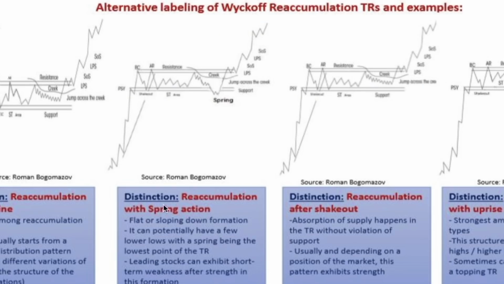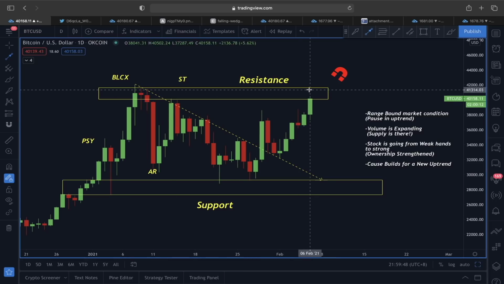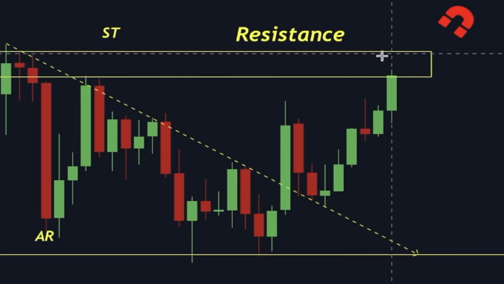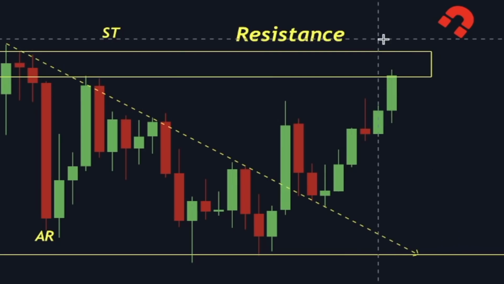And I said to you, if this is going to be a spring action or if this is going to be a shakeout action, doesn't matter. The price here had a probability to get gravitated towards this resistance line. And if we look at this price movement right now, you can see we came exactly to this resistance line. So now there are two scenarios we will be looking for.